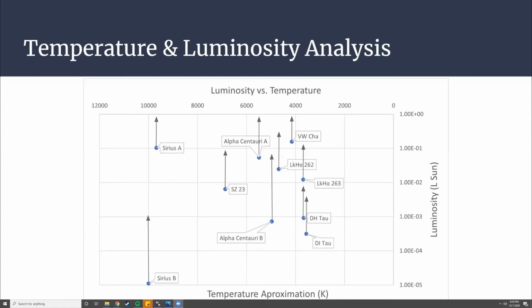We can see Sirius B is in the range where white dwarfs fall, and indeed, Sirius B is a white dwarf star. It can also be seen that the binary pairs LKH alpha and tau both have stars that resemble each other in temperature and luminosity. One trend that appears between every system, excluding VW Cha and SZ23, is the similarity in approximate temperature between stars in their respective system. Further research would be needed to see if this trend is common amongst binary star systems before anything can be said with certainty.